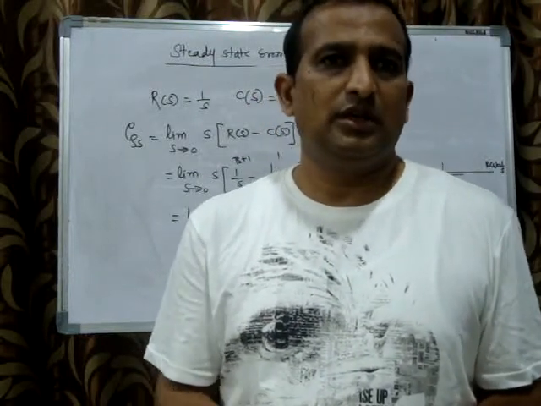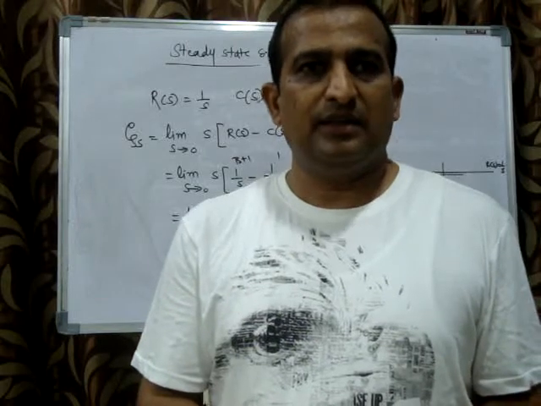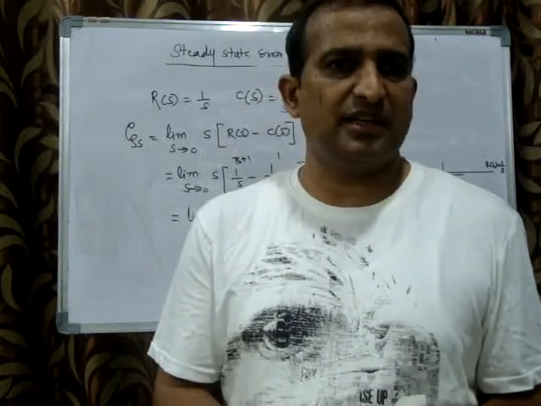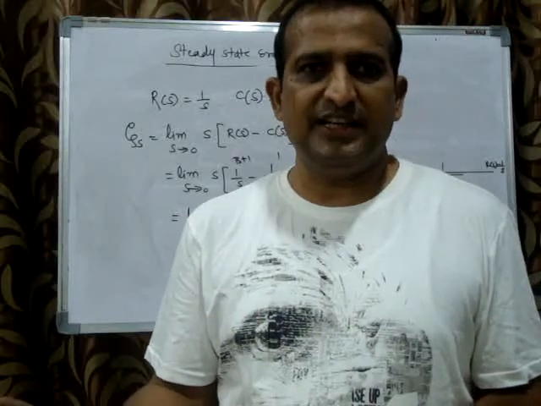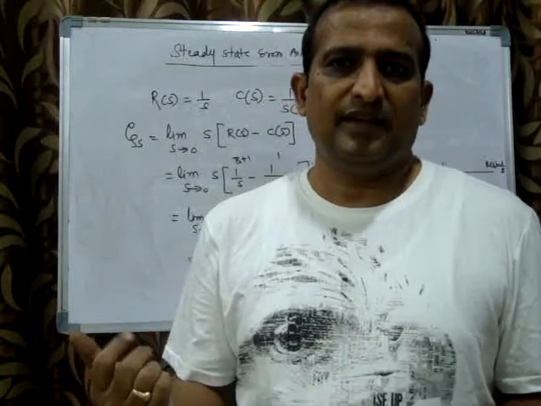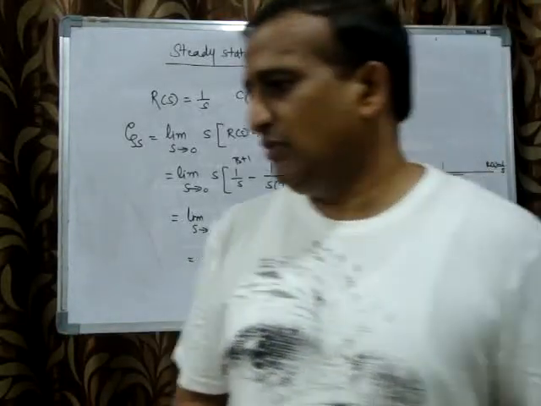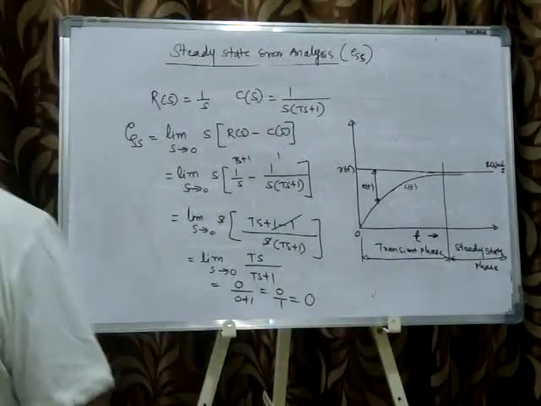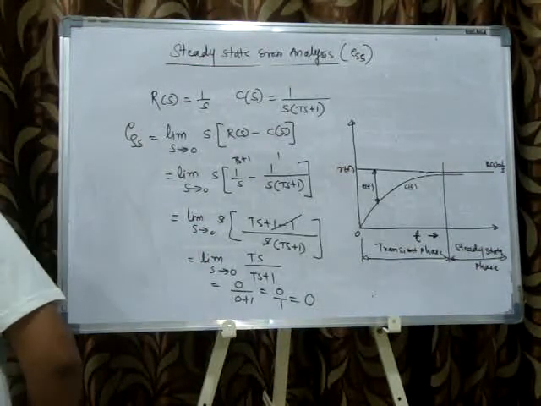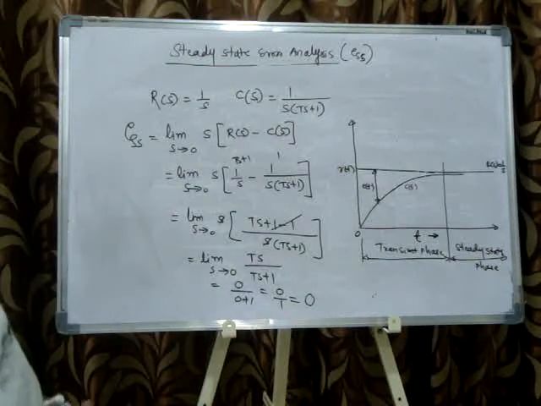Suppose you give a 1 unit step input, meaning 1 Newton per meter square or 1 bar pressure, the output also shows 1. It is not showing 1.001 or 0.999. The meaning is like this: for a unit step input to the first order system, the steady state error is 0.